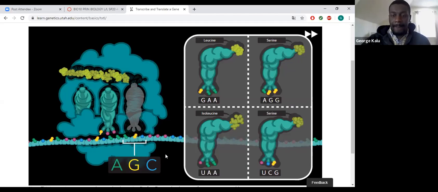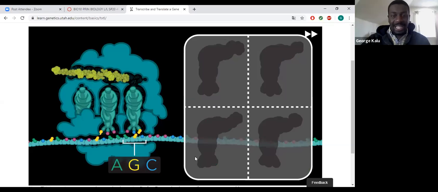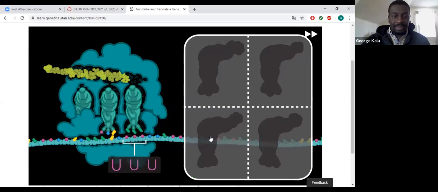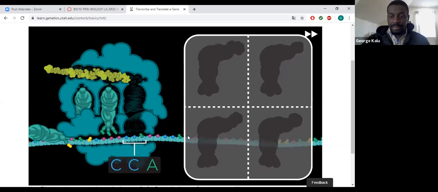Should be UCG, perfect. So that would carry serine. Good job. Okay, now we have UUU, which would bring us which anticodon? AAA, perfect. So that would bring us phenylalanine, perfect. All right, so we formed our protein here.